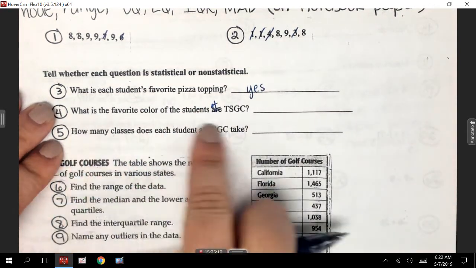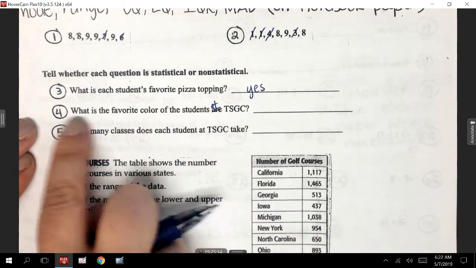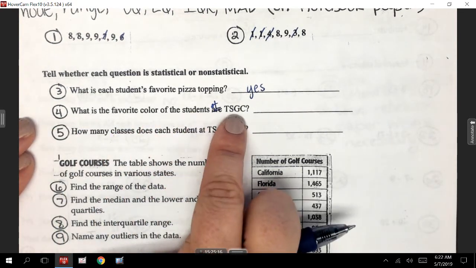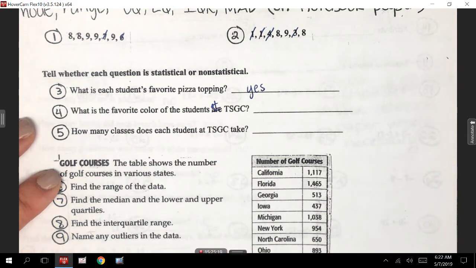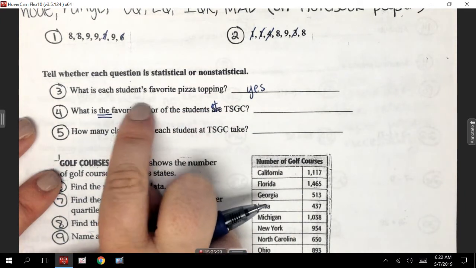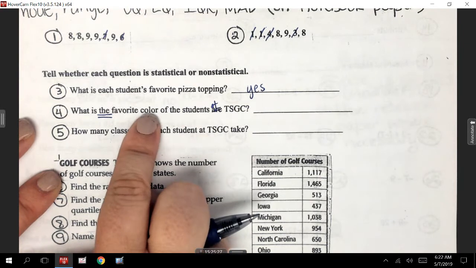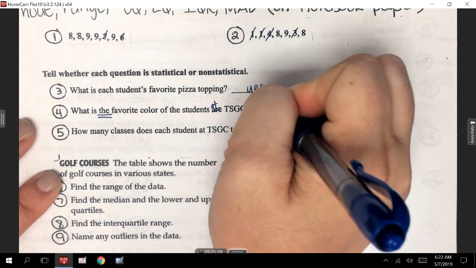And this one, guys, I'm going to be honest, this one was kind of a debate. When I wrote this, I should have said, what is each student's favorite color? Because in my mind, that's what I was thinking. But when I read this, it does say, what is the favorite color? So it's asking for one color, so like the most favorite out of all the students. So if that's one color that we're talking about, that's going to be no.